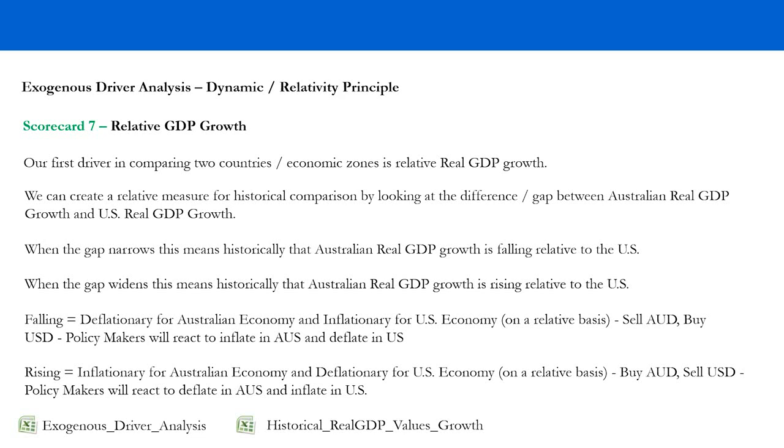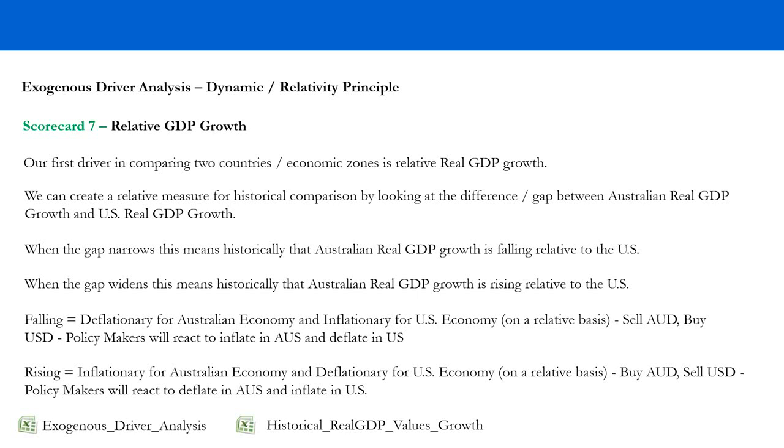When the gap is rising, this is inflationary for the Australian economy and deflationary for the United States on a relative basis. So our bias is to buy the Australian dollar and sell the US dollar. Policymakers are going to react to deflate in Australia and inflate in the US on a relative basis.